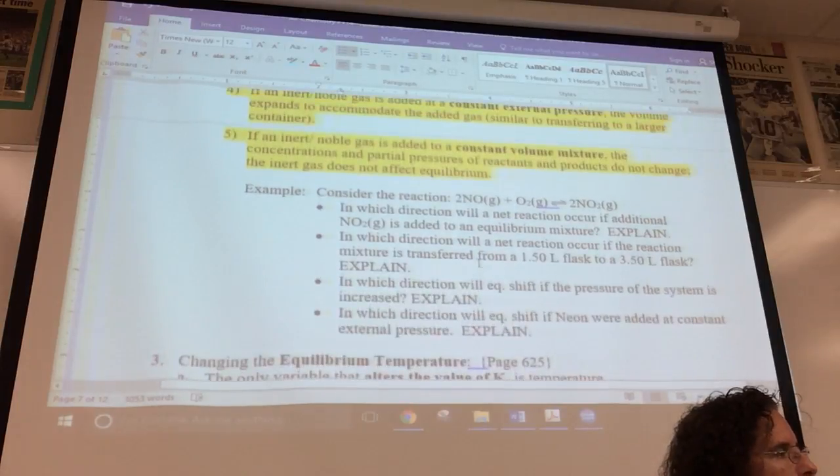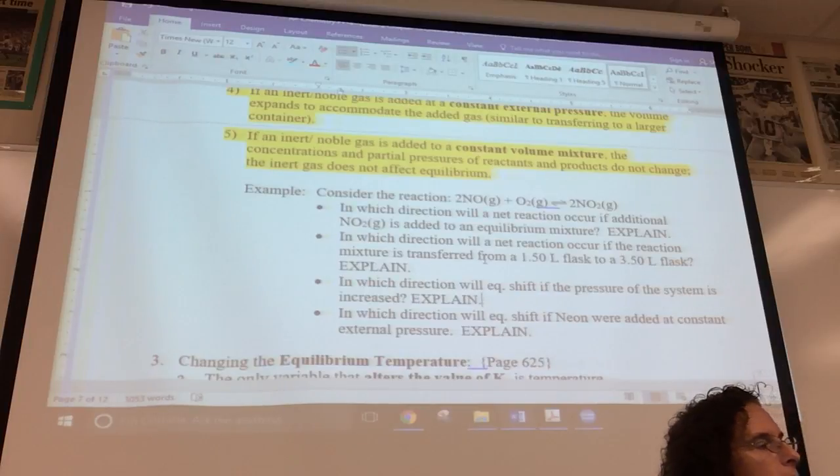And then the last piece is really the AP piece. It says, in which direction will equilibrium shift if neon were added at constant external pressure? To the left, because the volume of gaseous reactants, which is 3 mils, is greater than the volume of gaseous product, which is 2 mils. The reactant side has a greater volume to accommodate the neon added.